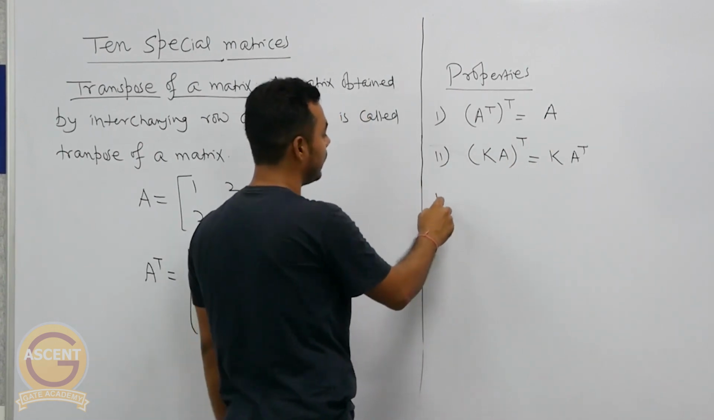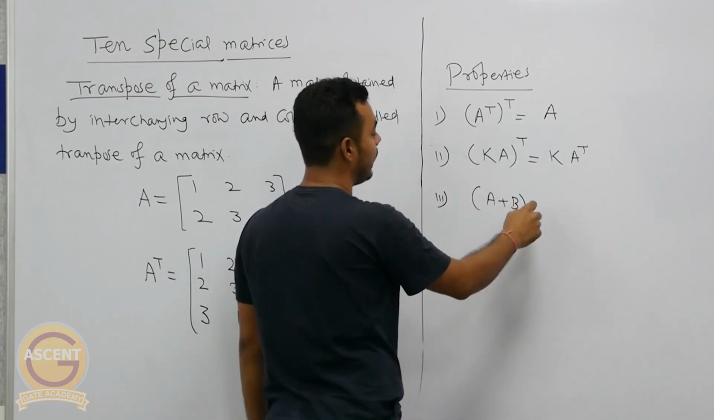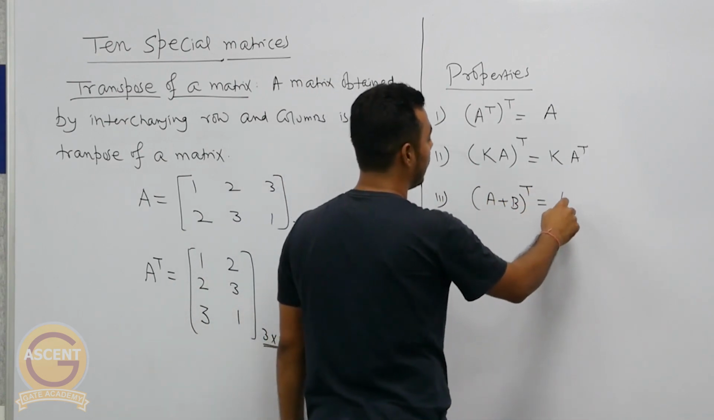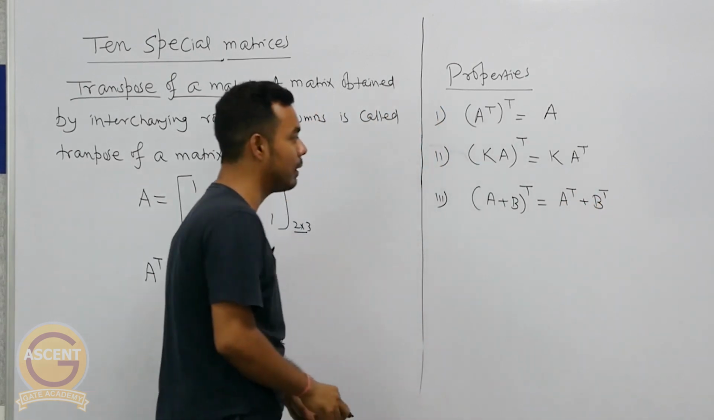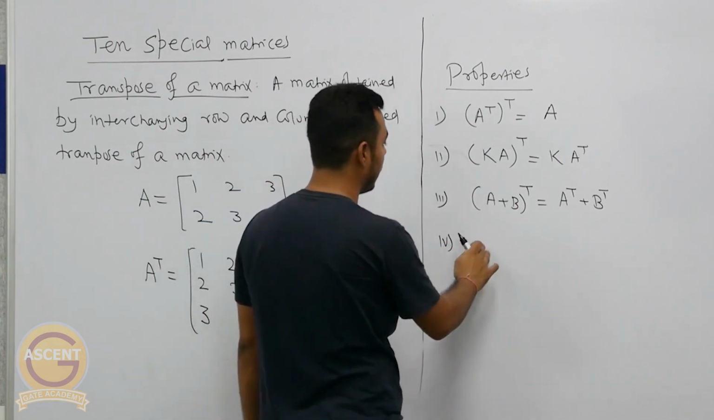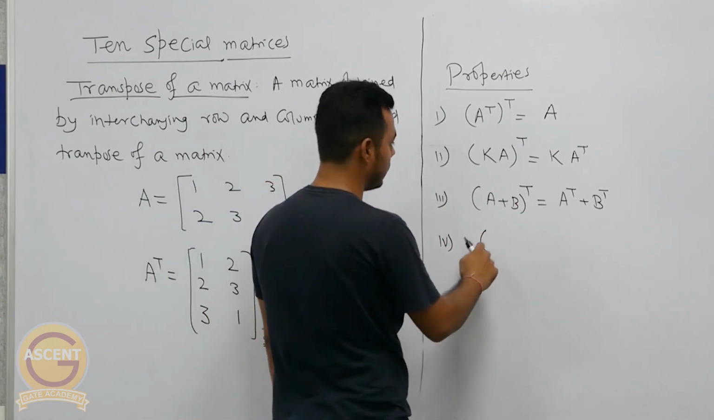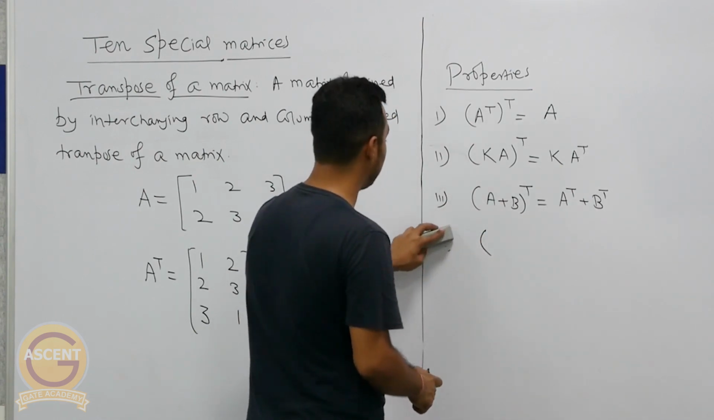The third property is, if I have two matrices A and B, then A plus B transpose you can write as A transpose plus B transpose. So this is our third property: A plus B transpose is A transpose plus B transpose.